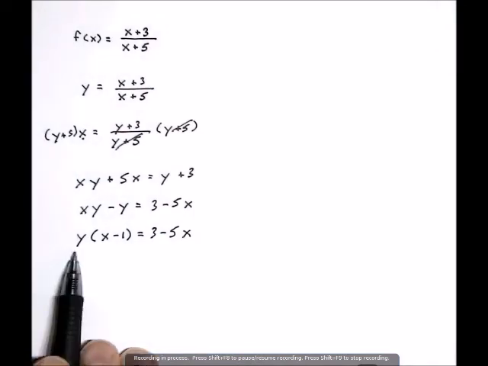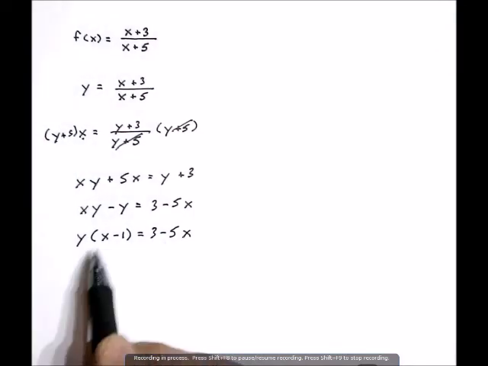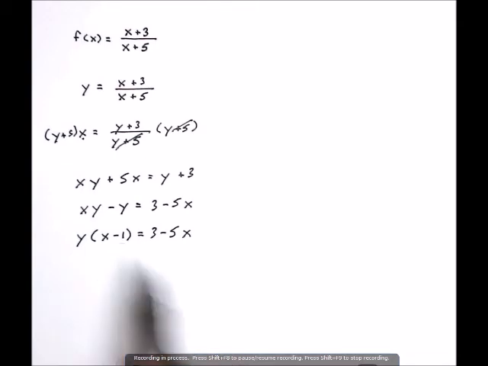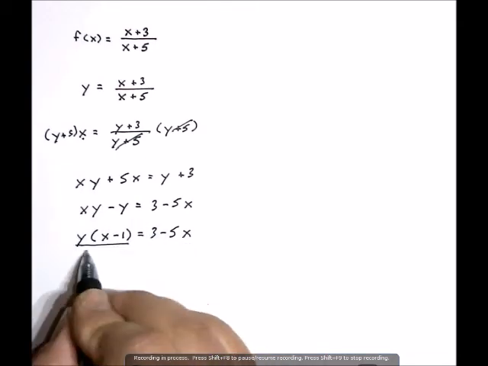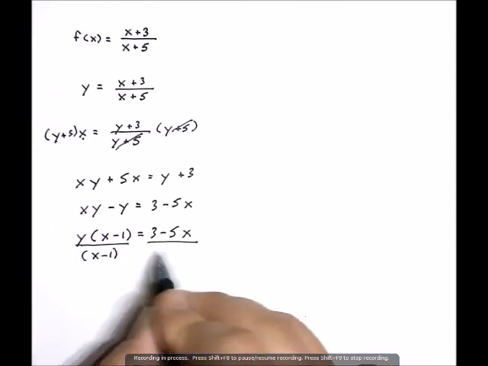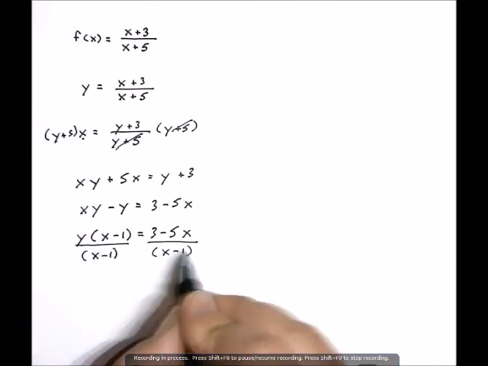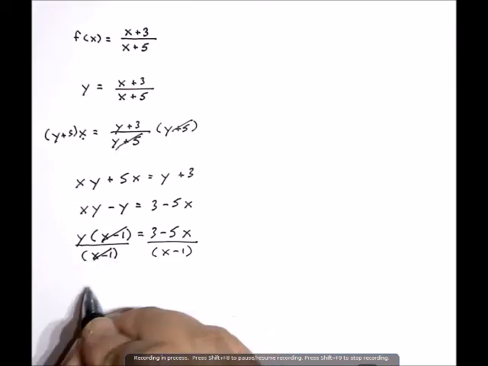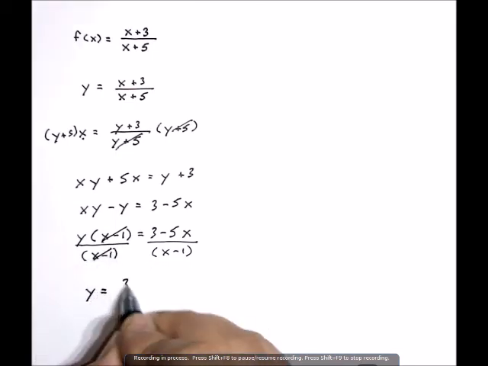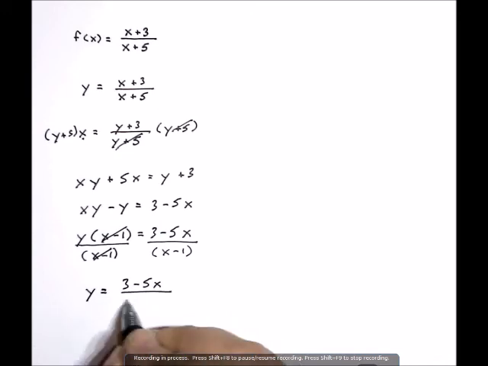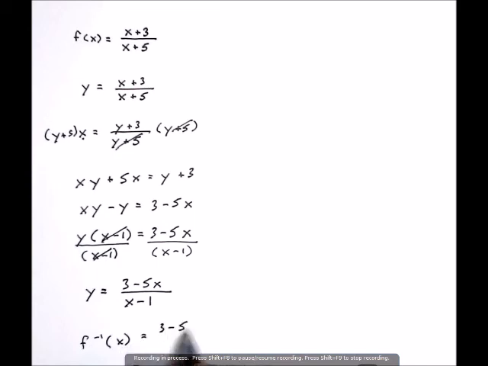I have a y, a coefficient on the y, which is this whole thing, even though it looks kind of nasty, and this. So all I have to do now is divide by the coefficient. They cancel. And my inverse function is 3 minus 5x over x minus 1.